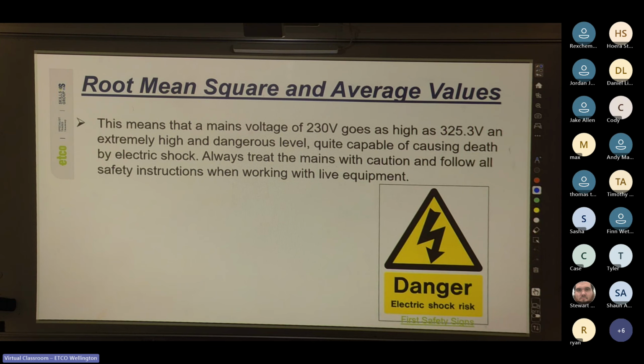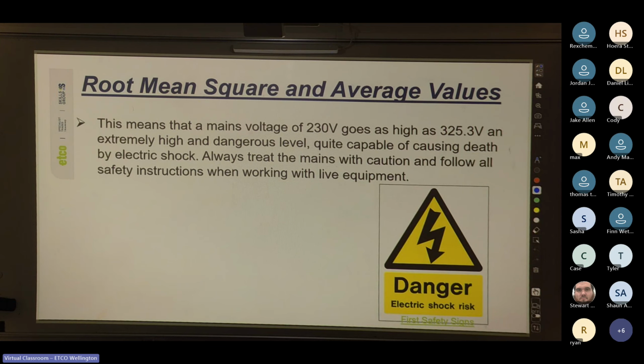Cool. So now average voltage. So we figured out the root mean squared. Now what about the average? So V average is equal to 2 divided by pi. So 2 divided by 3.142, which gives us 0.637. So obviously we would then multiply that by the peak voltage to give us average voltage. But we don't really need to know too much about average voltage. We're more concerned with RMS.